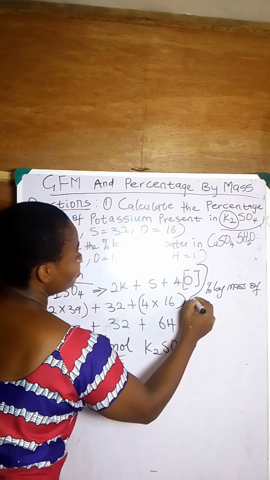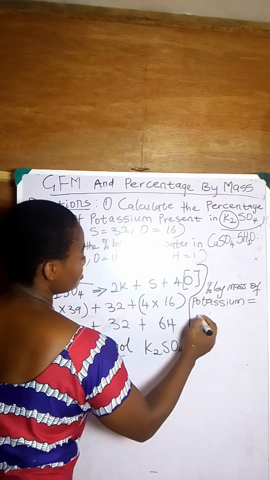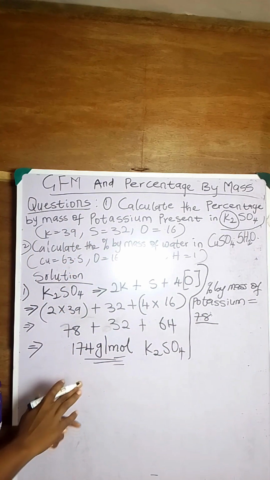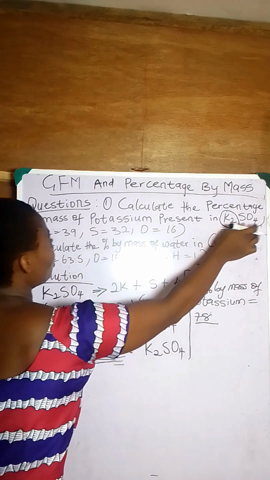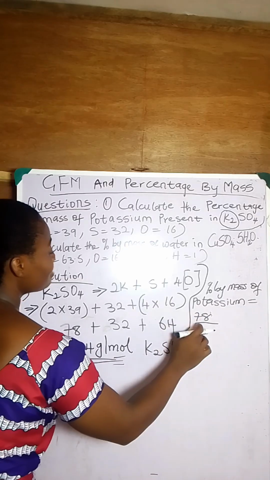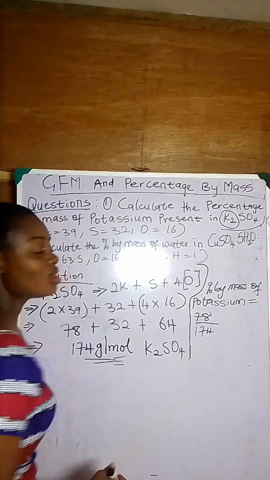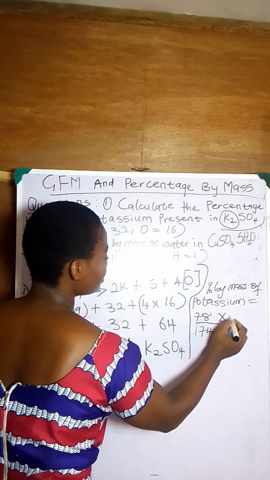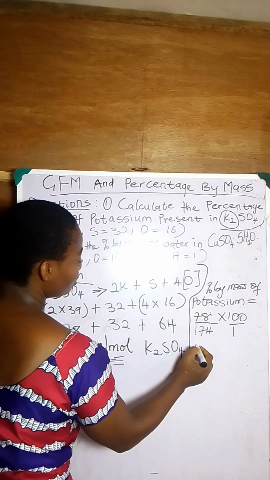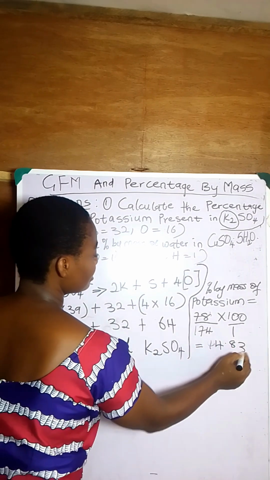So to calculate the percentage by mass of potassium, this equals 78 over what is the total of the masses that is present in this whole compound? 174. So the mass of potassium divided by the gram formula mass or the molecular mass, which is 174. Because it's talking about percentage, you go ahead and multiply by what? 100. By the time you divide and press your calculator, you'll be having your answer as 44.83.